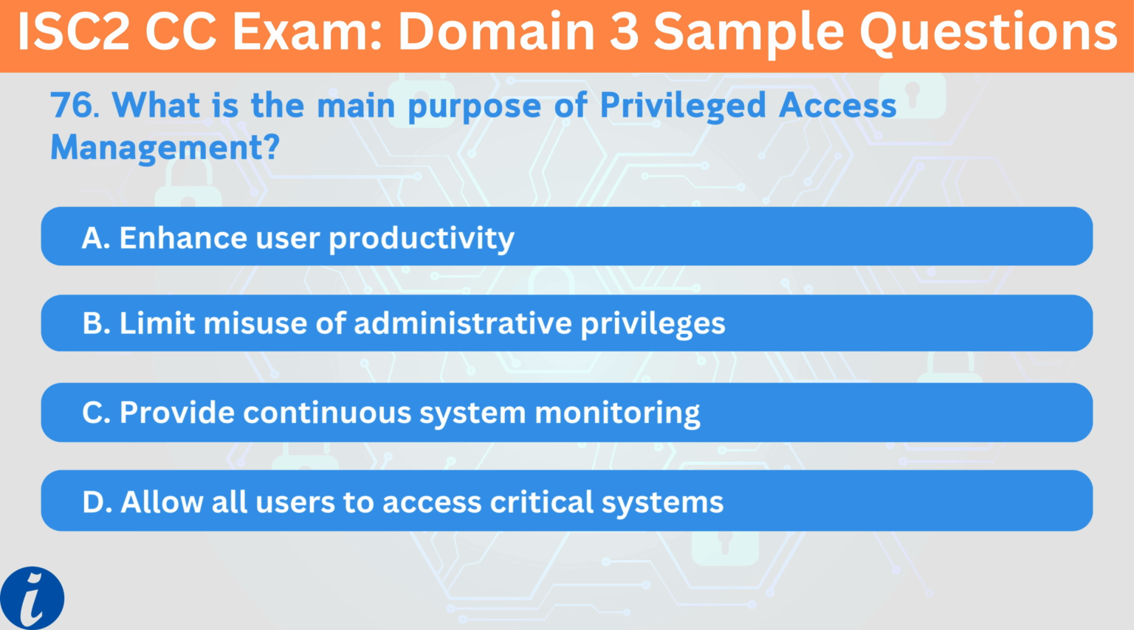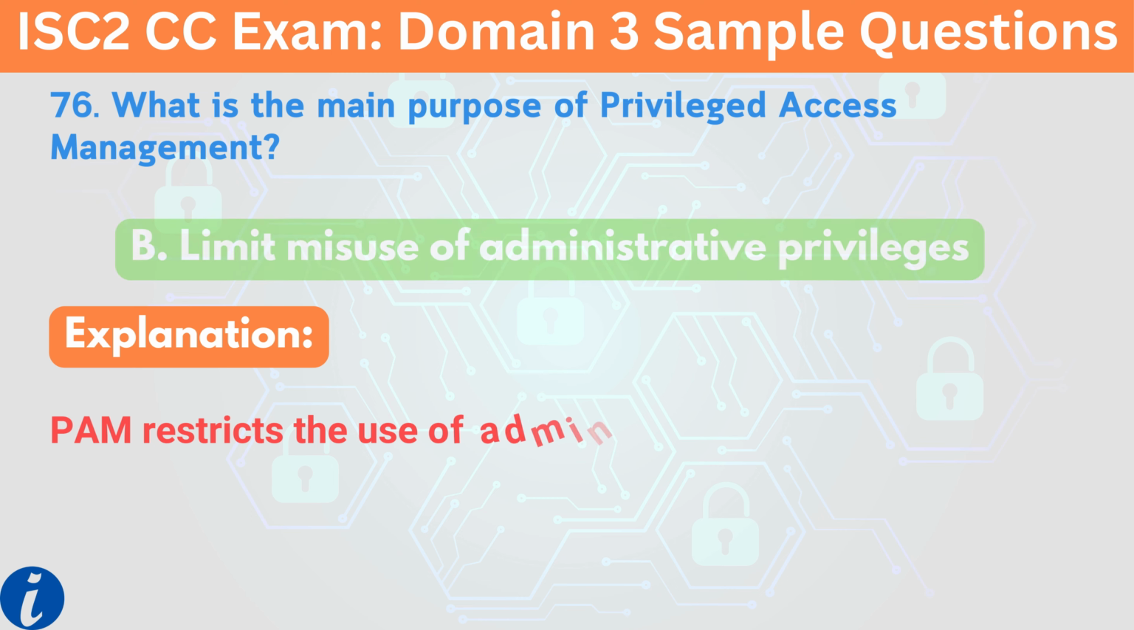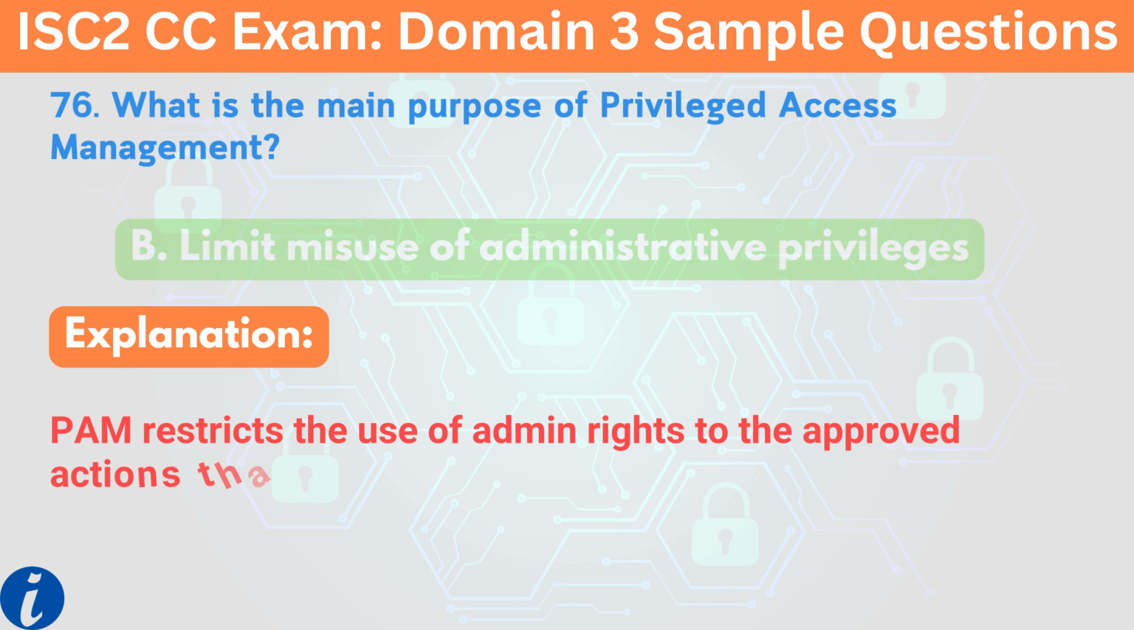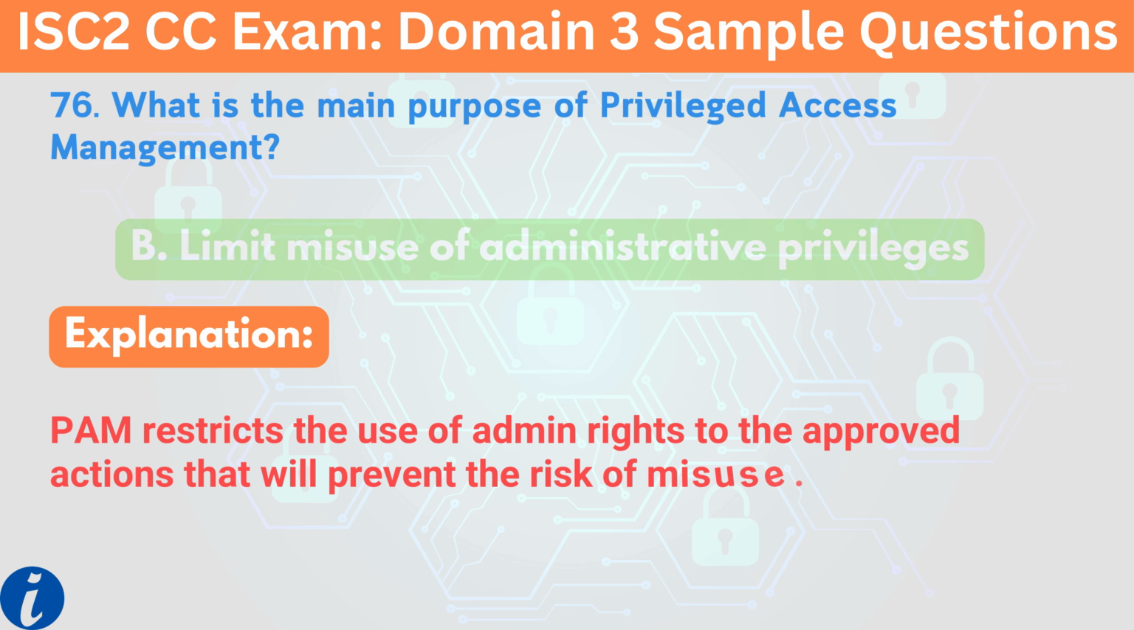A. Enhance user productivity. B. Limit misuse of administrative privileges. C. Provide continuous system monitoring. D. Allow all users to access critical systems. The correct answer is B. Limit misuse of administrative privileges. Explanation. PAM restricts the use of admin rights to the approved actions that will prevent the risk of misuse.